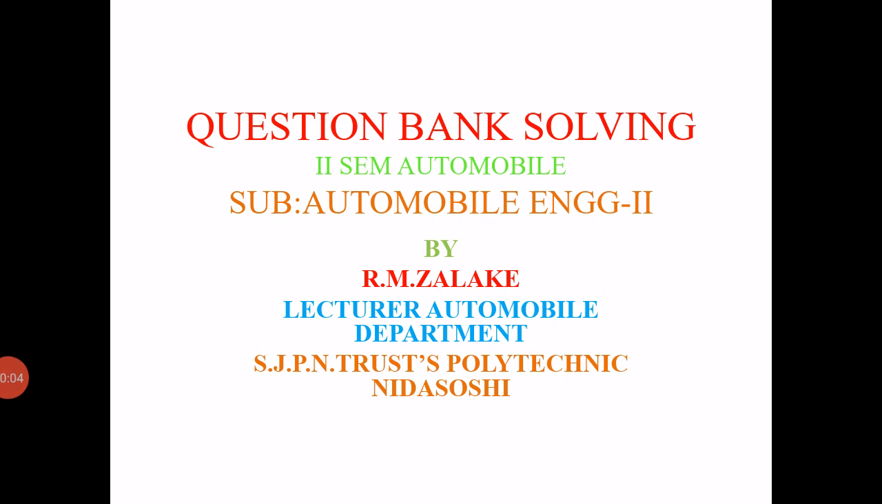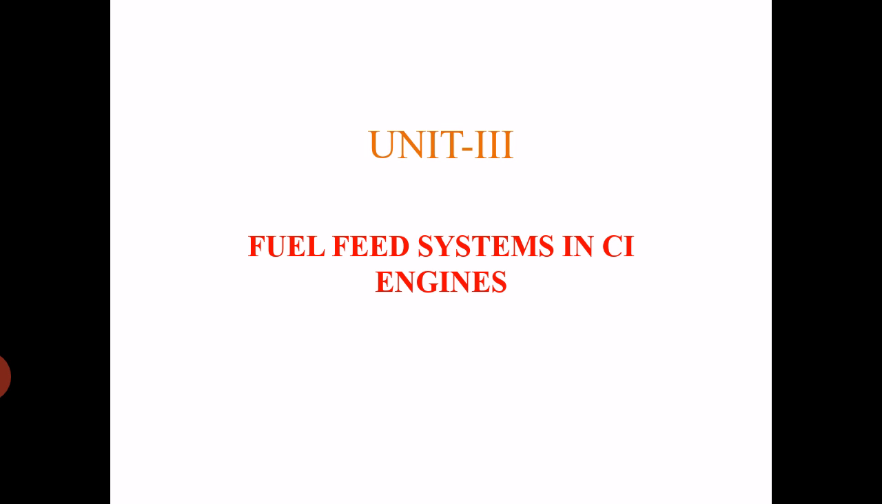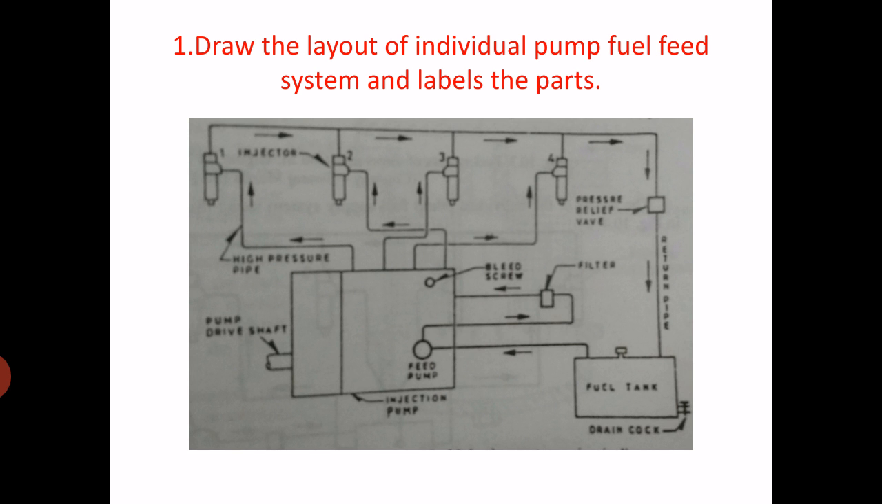So we are discussing the question bank of the subject Automobile Engineering 2, of second semester automobile. Today we will discuss the third unit, that is fuel feed system in CI engines, that is compression ignition engines. So here are the 5 marks questions.